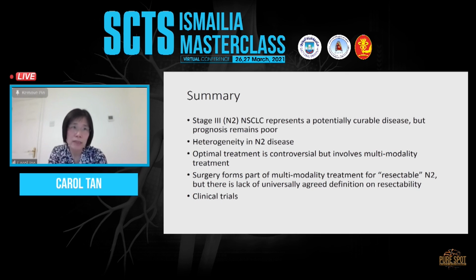So in summary, stage 3 N2 disease, non-small cell lung cancer, represents potentially a curable disease, although the prognosis remains poor. Remember that N2 disease is heterogeneous. The optimal treatment is still controversial, but it involves multimodality treatment. And surgery should form part of multimodality treatment for those we deem to be resectable, although there is still a lack of universal agreed definition for resectability. And we need to look to clinical trials to give us more information on how to manage this patient in the future.